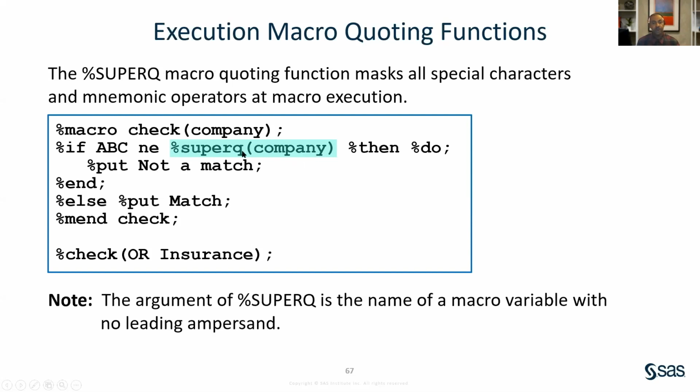All right, so since we're masking whatever this resolves to, if it's not equal to ABC, we put not a match. Here's the end because I have a do block. Percent else put match. Okay, so the answer for this one will be no match. You don't need to put a leading ampersand when you use SuperQ. It will know this is a macro variable.